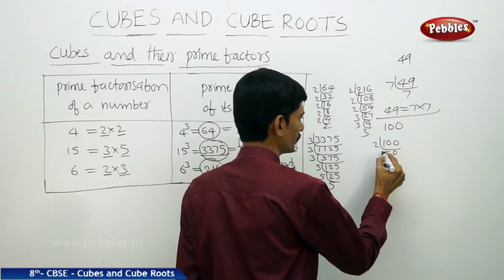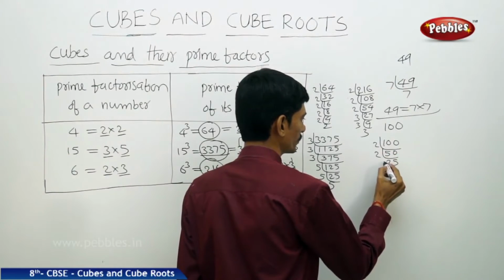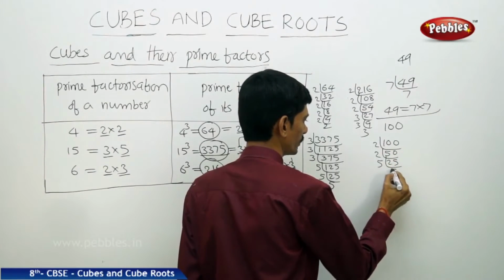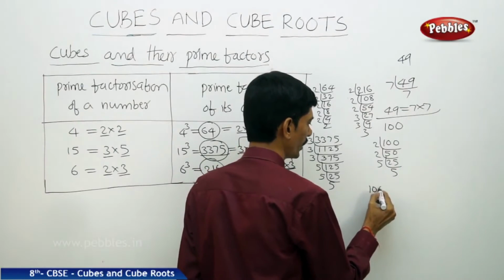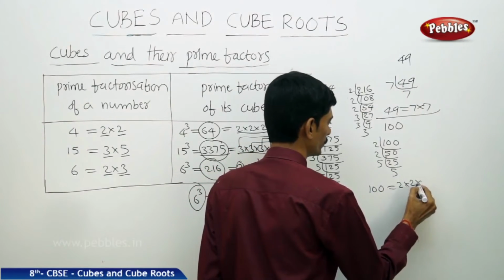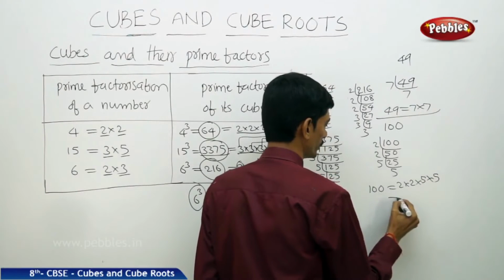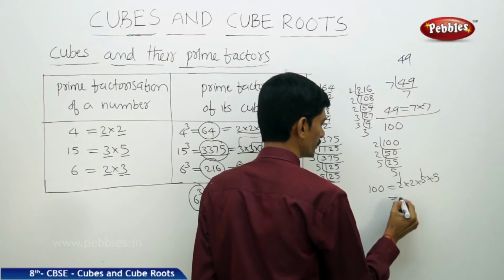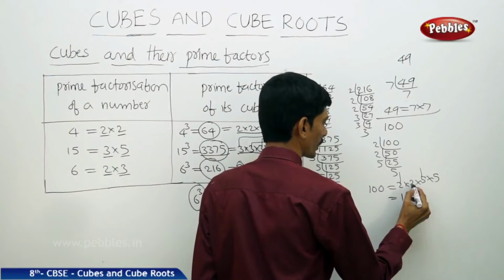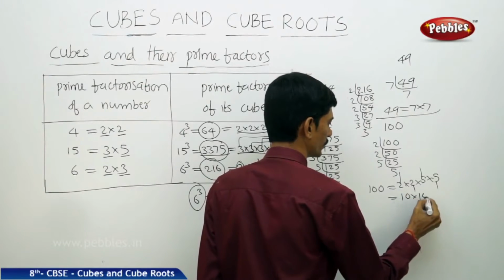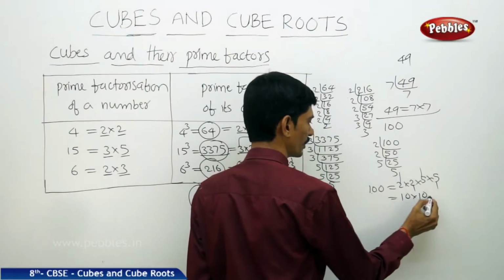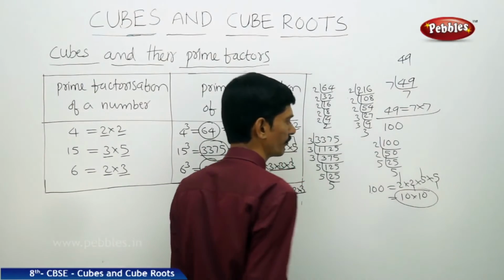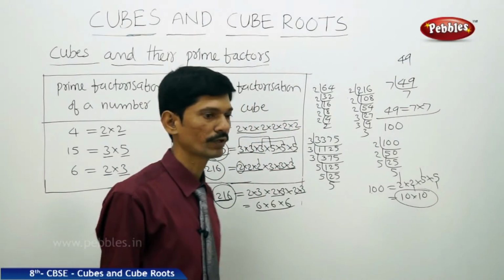2 5s are 10, 2 5s are 10, 5 5s are 25. So 100 can be written as 2 into 2 into 5 into 5, which equals 2 into 5, 10, again 2 into 5, 10. So 100 can be written as the product of only two equal factors, but not three equal factors.